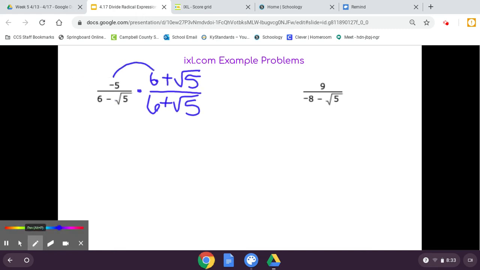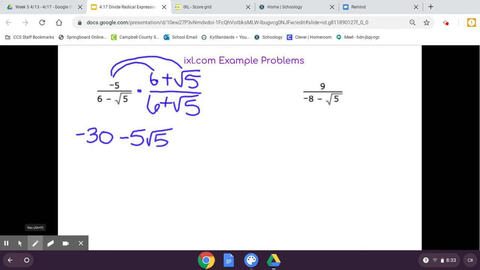So it's going to go to here, and it's going to go to here. So negative 5 times 6 gives you negative 30. And negative 5 times radical 5 is, sorry, that shouldn't be, would be negative 5 square root of 5. Okay, so it's negative because a negative times a positive is a negative.